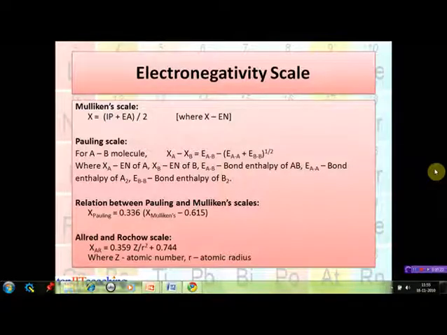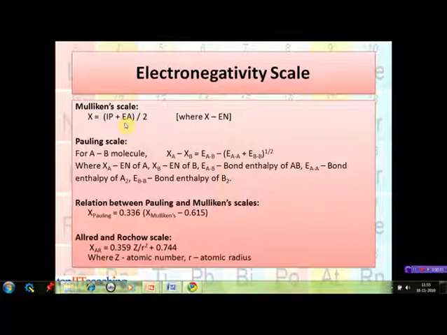According to this scale, the electronegativity of an atom is the arithmetic mean of its ionization energy or ionization potential, denoted by IP, and electron affinity, that is EA. So in the form of a simple mathematical formula, we can write that Chi, where Chi is the electronegativity of the atom, is equal to (ionization potential plus electron affinity) divided by 2.